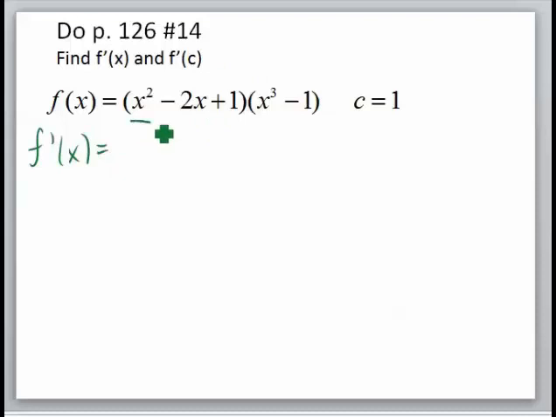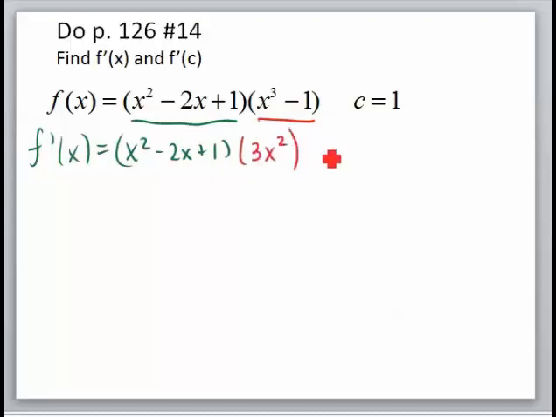So I'm going to denote this as the first function. I'm going to denote this as the second function. So I'm going to write first function times the derivative of the second function. And the derivative of the second function is 3t squared plus the second function times the derivative of the first, which would be 2x minus 2.